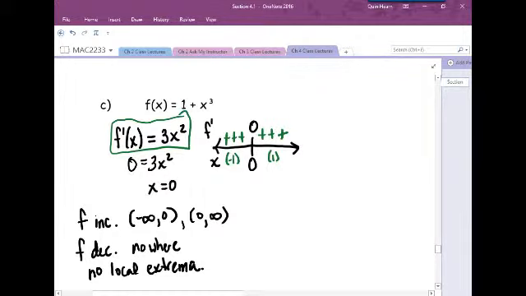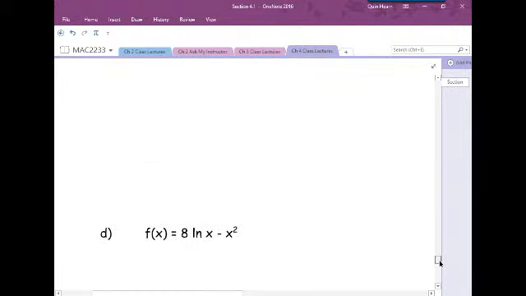Okay, that's not to say something important doesn't happen when x is 0. There is something significant there, which is a horizontal tangent line. And we'll also talk about something called concavity, and that's important as well. But no local extrema, no max, no min, no peak, no valley actually occurs at that point.